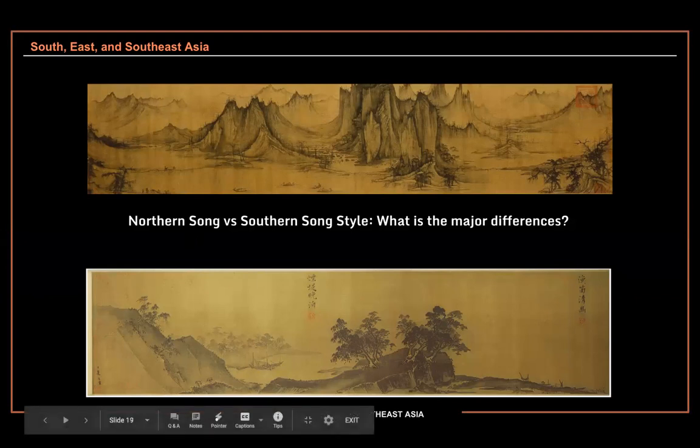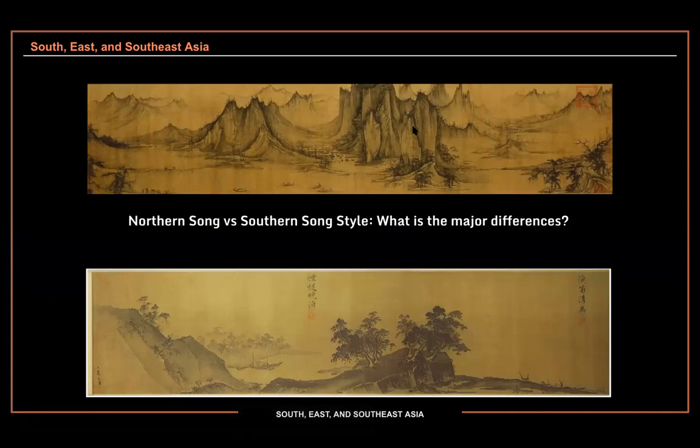So you can see that in the Northern Song, the mark making is very intentional. It's very dark. It might be a little bit more broad. And then some of the works from the South are a little bit softer and lighter and have a much more delicate touch to them.